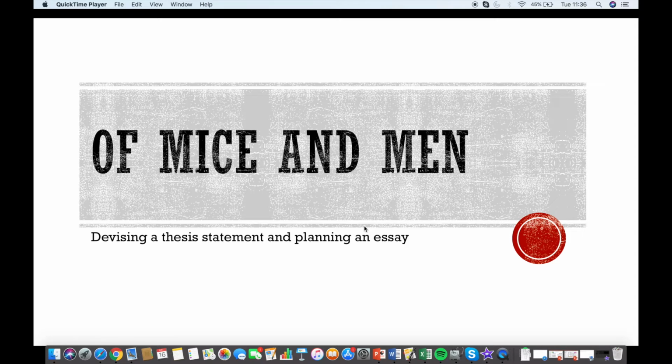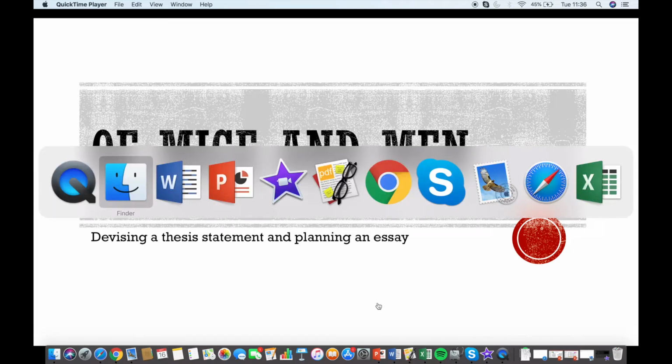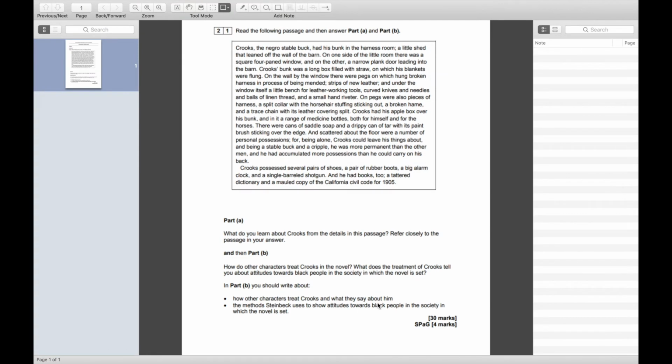Today we're going to look at Crooks. So we've looked at a relationship question, and now we're going to look at a character question. It's the same format as the one that we looked at before. You can see it's: read the following passage and then answer part A and part B.